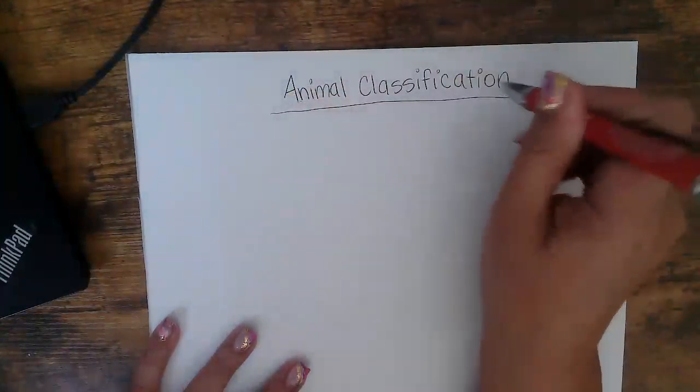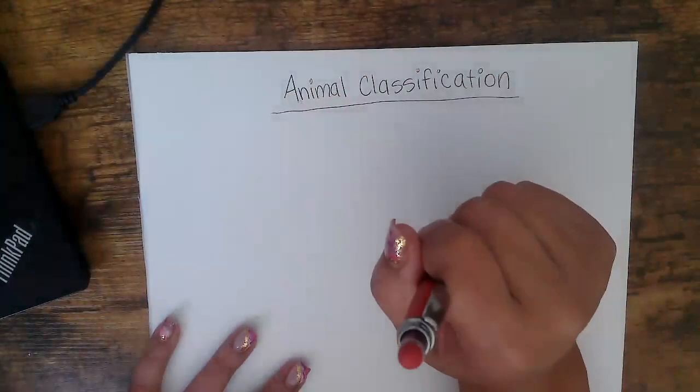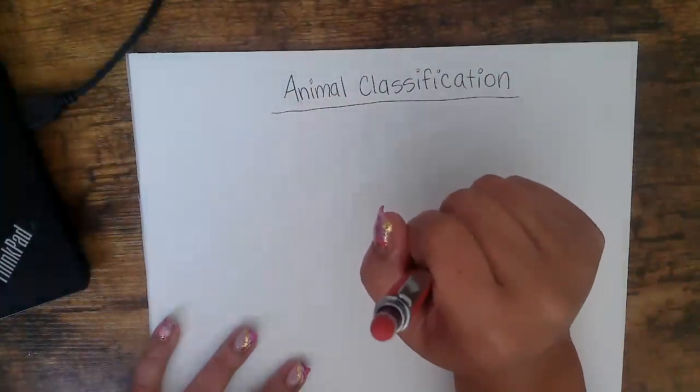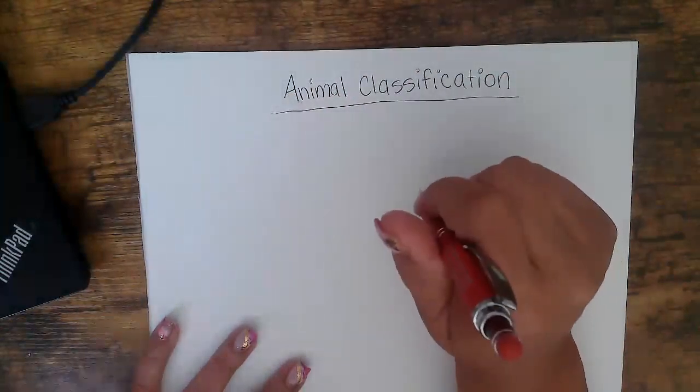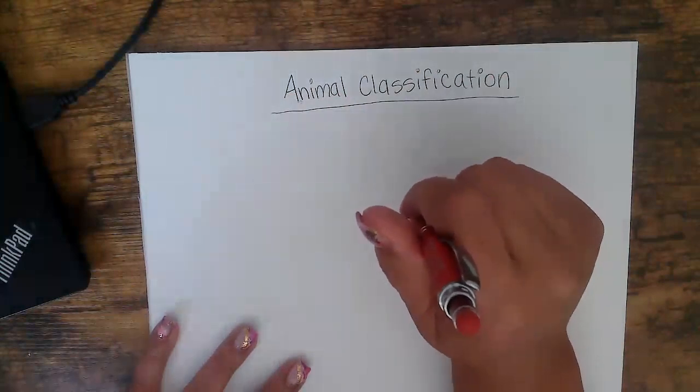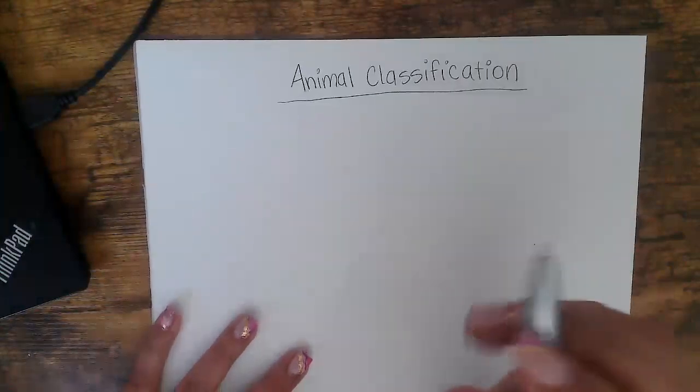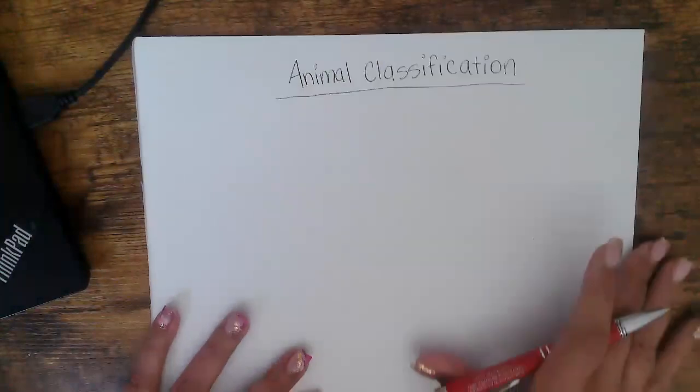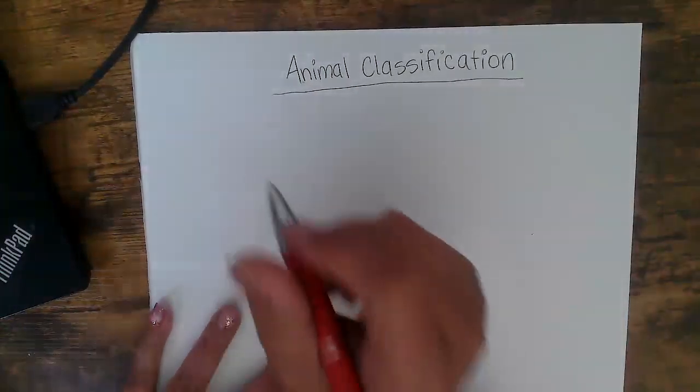Well, you guys all know animal, and classification means to put into groups based on characteristics. And there are 5 major animal classifications. I'm going to write them down. This is going to be a little sloppy note taking, and that's okay.